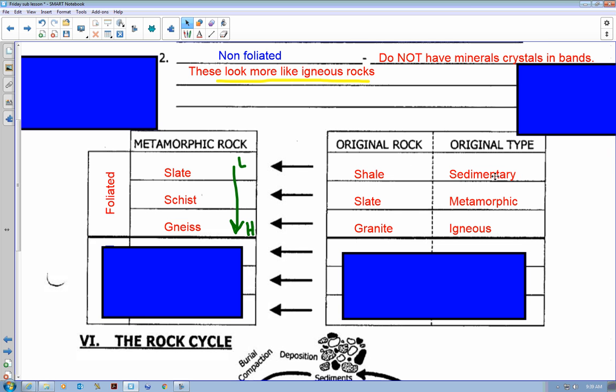begins as a sedimentary rock. Shale is a sedimentary rock, and that becomes slate by the heating, cooking nature. Shale is made by clay pressed together. And through the application of heat and pressure, now that shale clay molecules are actually going to be fused together.